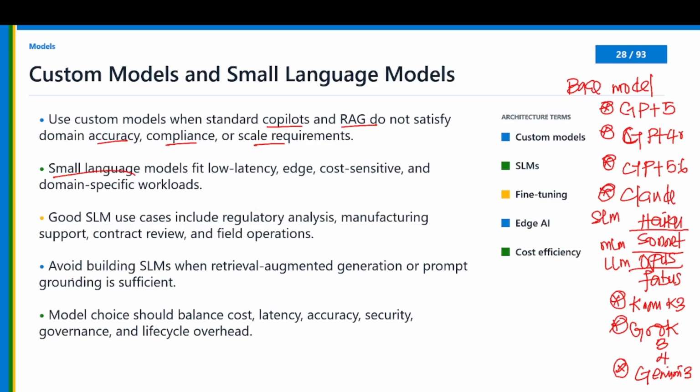Then avoid building an SLM when retrieval augmented generation or prompt grounding is sufficient. So when a RAG database is sufficient or prompt grounding is sufficient, you don't need to use an SLM here. Remember, you can build a simple agent in Copilot Studio by just giving your system prompt and supplementing it with your RAG database, maybe your Azure SQL database or SharePoint data or OneDrive data, and then you can just use prompts and the RAG database. Then you don't need an SLM.